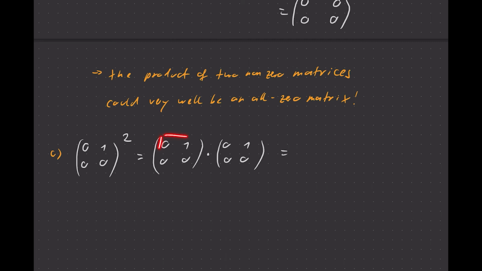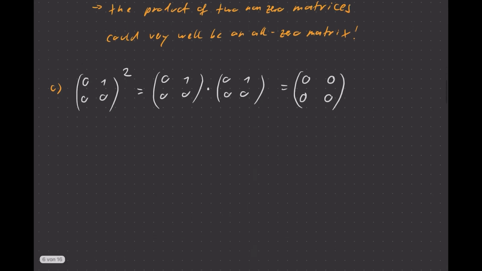Let's take the first row again. First column, that's 0 plus 0. First row, second column, again, 0 plus 0. And for the second row, first column, well, that's all zeros anyway. Second row, second column, that's again 0 plus 0. So also here, the result can be an all zeros matrix. Okay, so that completes this round of examples.